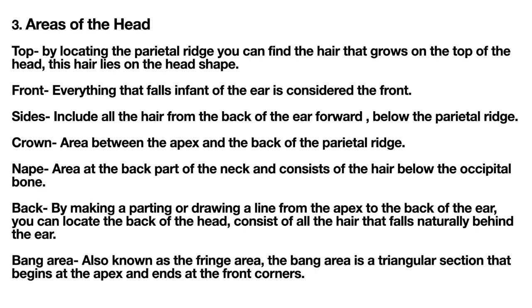Nape. Area at the back part of the neck and consists of the hair below the occipital bone. Back. By making a parting or drawing a line from the apex to the back of the ear, you can locate the back of the head. Consists of all the hair that falls naturally behind the ear. Bang area, also known as the fringe area. The bang area is a triangular section that begins at the apex and ends at the front corners.